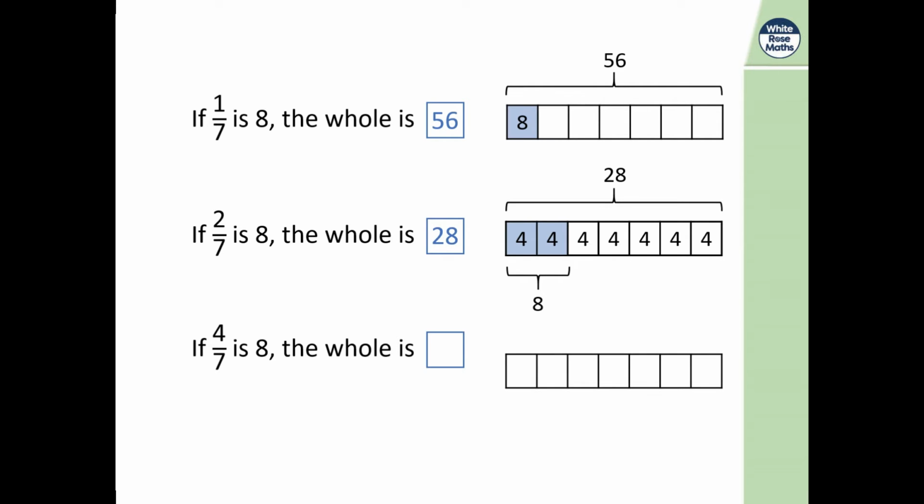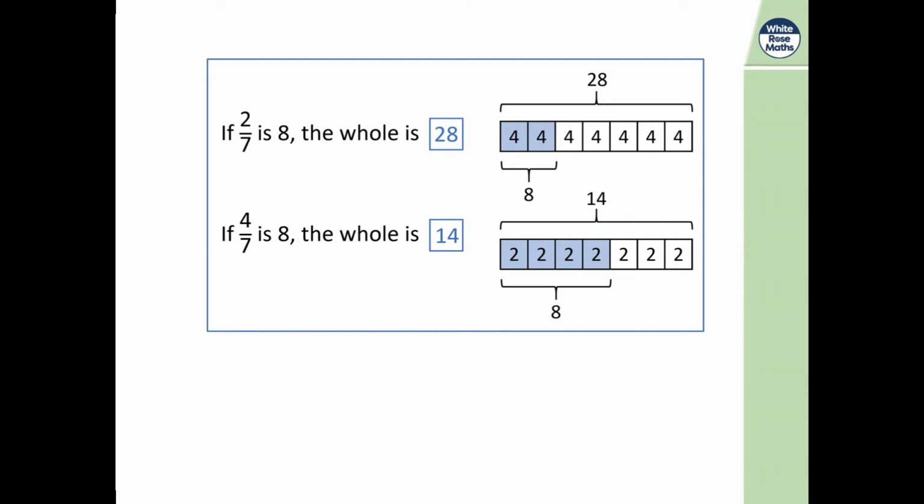Our denominator is 7, so our bar model will be divided into sevenths. This time we know that 4/7 are equal to 8. So to find the missing quantity, we must find the value of each of the sevenths. If 4/7 are equal to 8, then splitting 8 equally between the 4/7 will mean that 1/7 is equal to 2. All of the sevenths are equal to 2. So our missing quantity is 2 multiplied by 7, which is equal to 14. So 14 is our missing quantity.